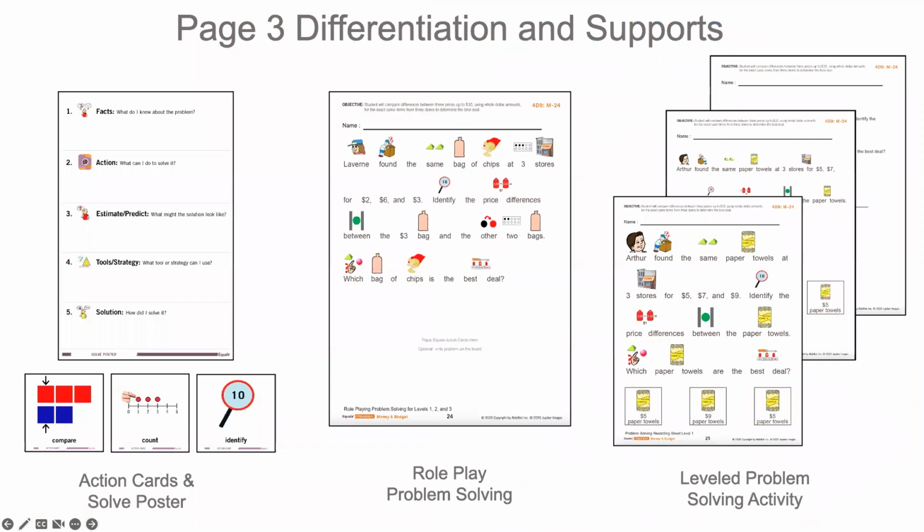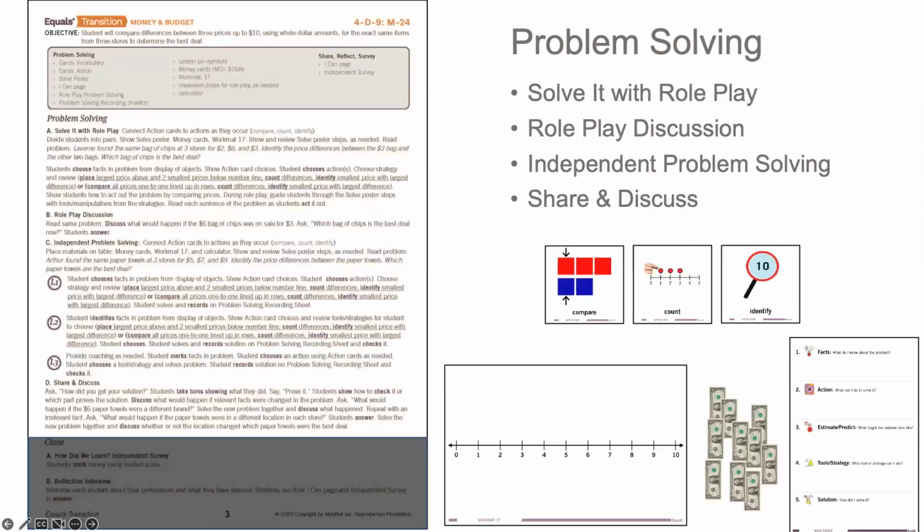As we move on to page 3, the supports available are the action cards, solve poster, role play problem solving page, and the leveled problem solving pages. On the third page, there are multiple opportunities for problem solving: solve it with role play discussion, independent problem solving, share and discuss. The materials used during these activities are familiar and provide a different opportunity to learn how to apply the transition objective to a problem solving lens.